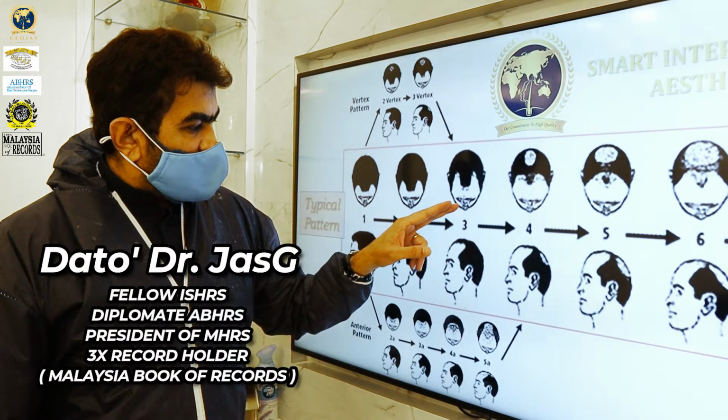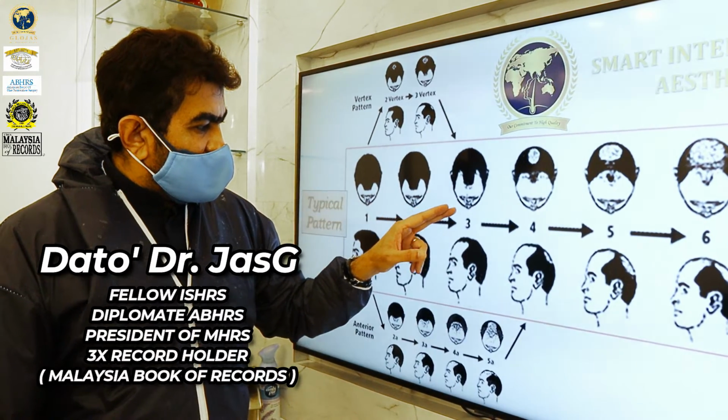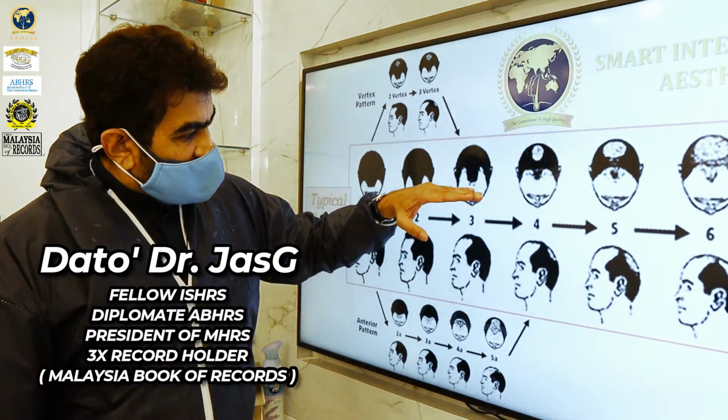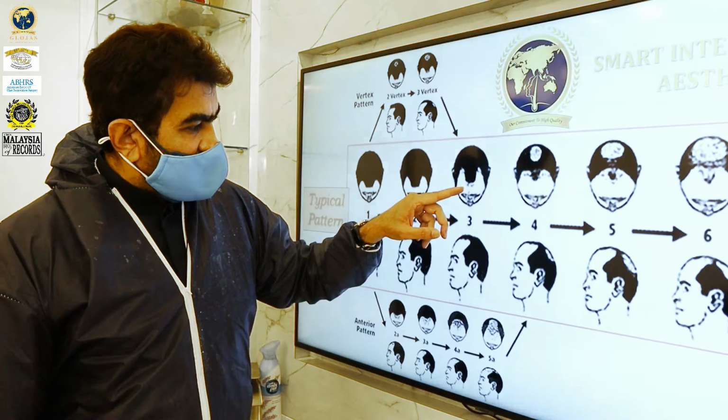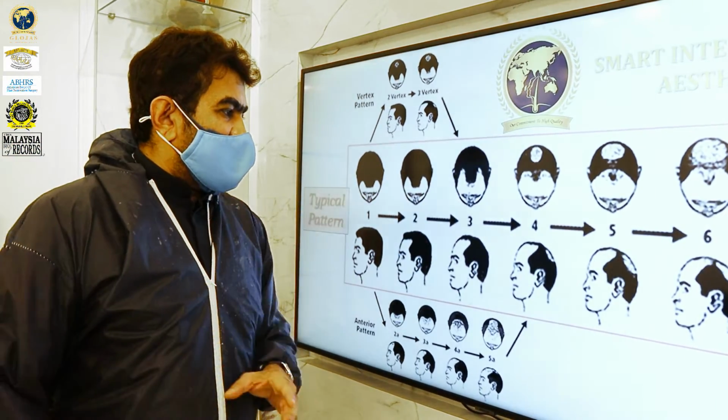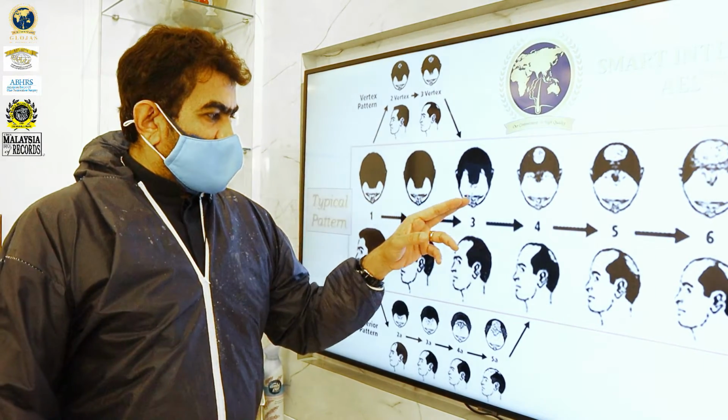So this diagram shows what is level 3. Now the patient is already shaved off. I'm going to draw the design. Now let's go up and see the design and what we're going to do for the patient.